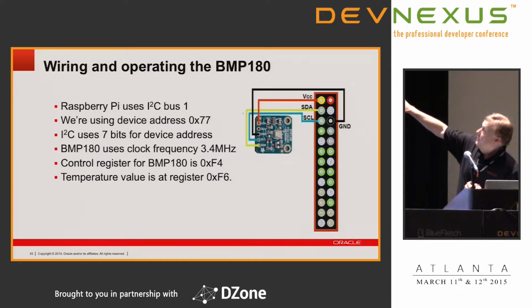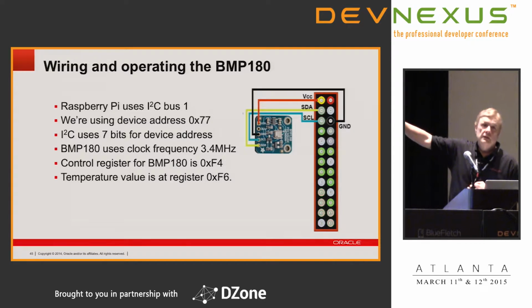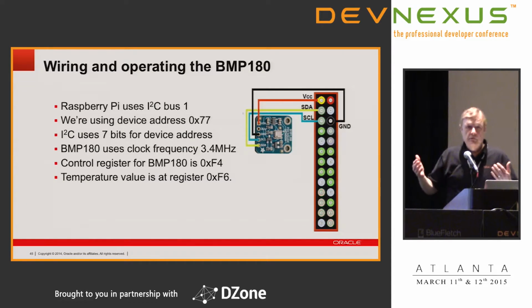You've got voltage up at the top, you've got your pin for data, you've got your pin for the clock, and then you've got ground. Each I2C device has an address. In this particular case, we've got 77 hex address, 77. You use 7 bits for device addresses, so you can have 127 devices on a bus.